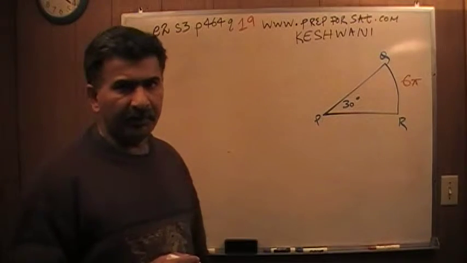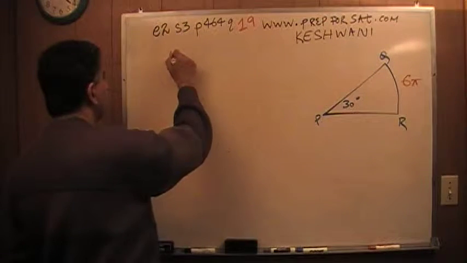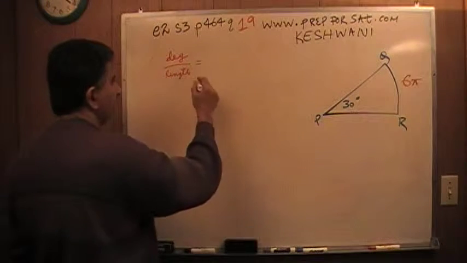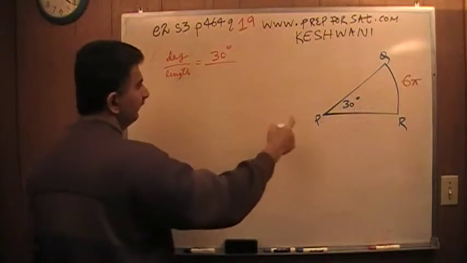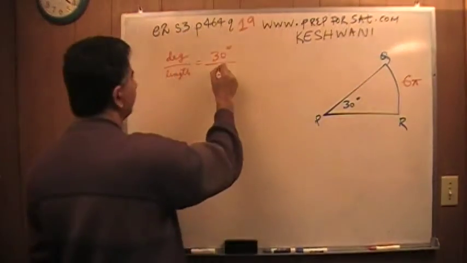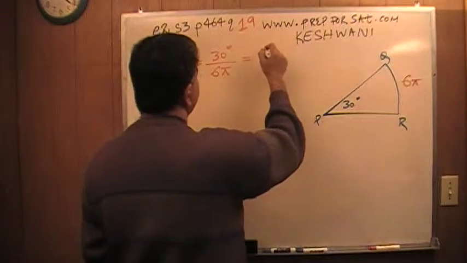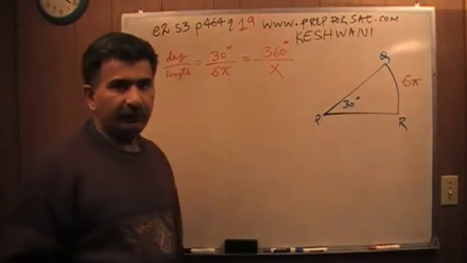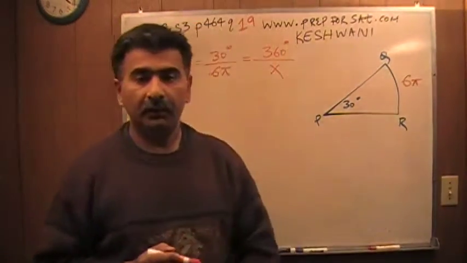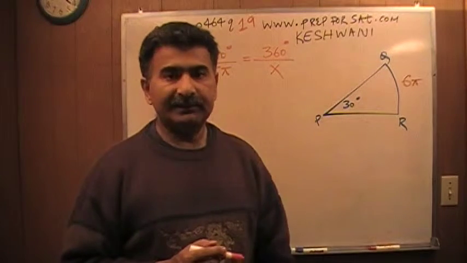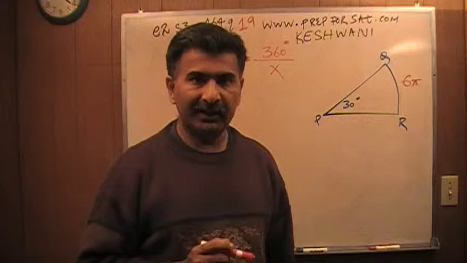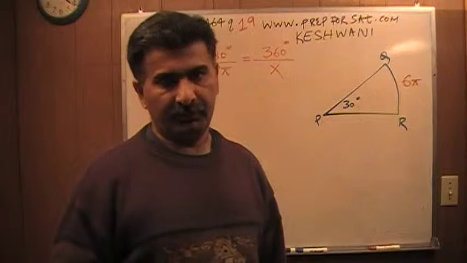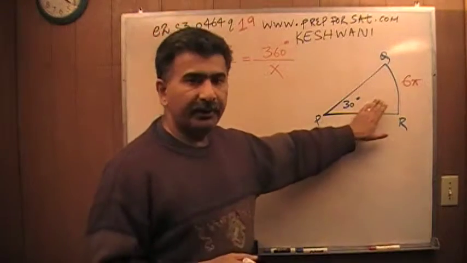I'm going to set it up as a proportion problem. Here we have degrees and the length. There are 30 degrees in this slice, and the length of that arc is 6 pi. There are 360 degrees in the whole circle. What am I trying to solve here? I'm trying to solve for the circumference, because once I know the circumference, from there I can find the radius of the circle, and once I know the radius, I can figure out the area of the circle, and once we have the area of the circle, we can figure out the area of this slice.